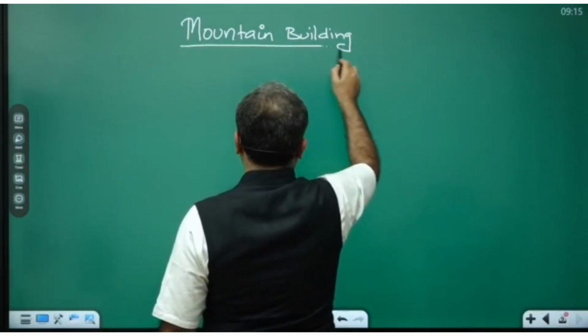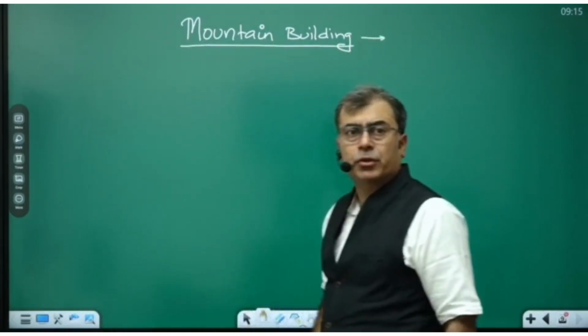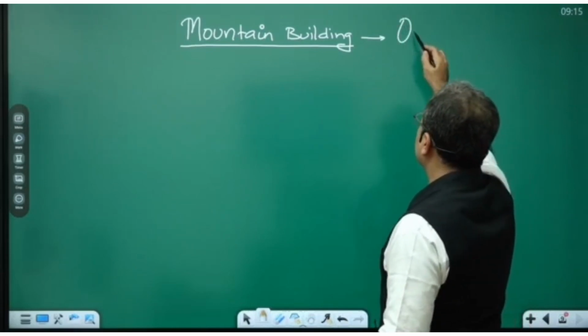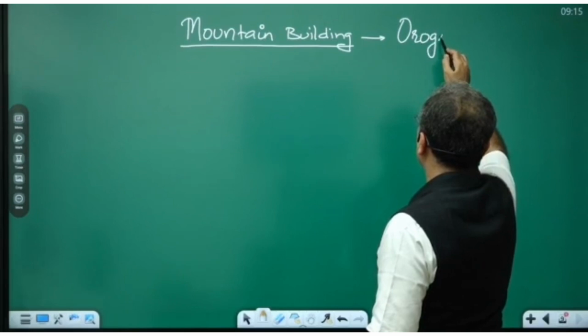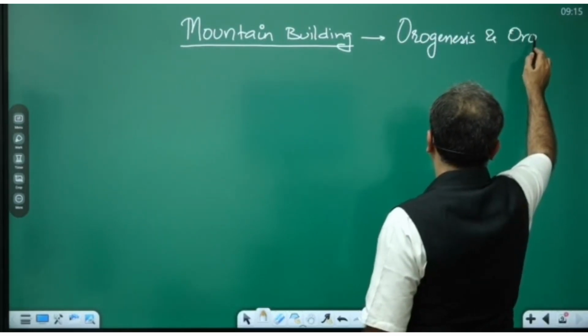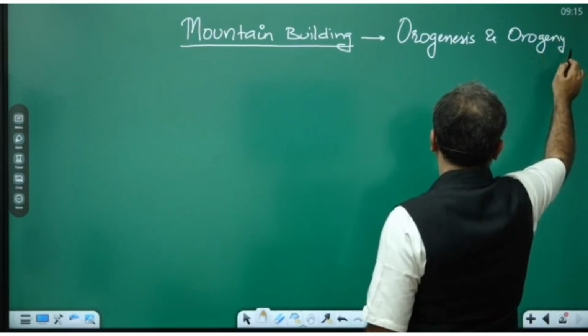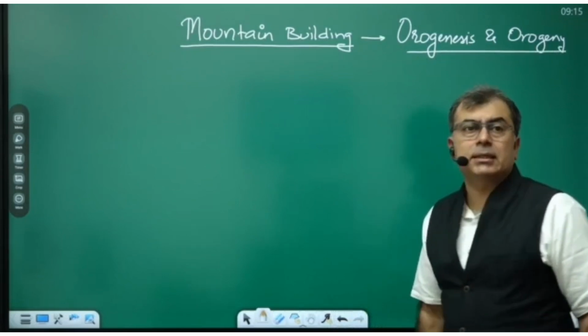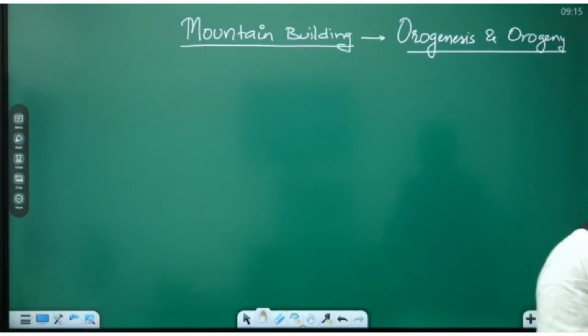Mountain building. There have been terms used for this. Terms like orogenesis and orogeny. Orogenesis and orogeny. This is what we are going to talk about to begin with. What is orogenesis? What is orogeny? This is the first idea which I want to share with you. The types of mountains, we have already done that.